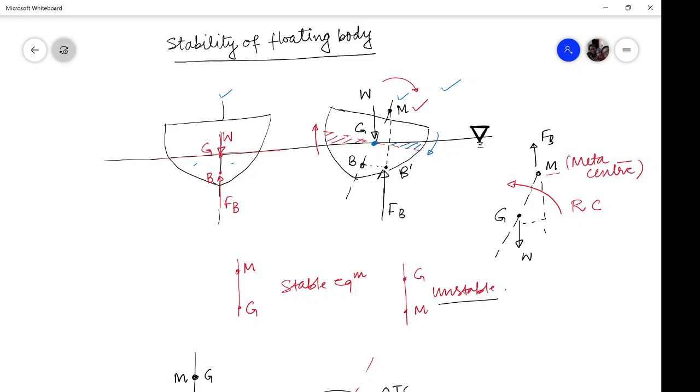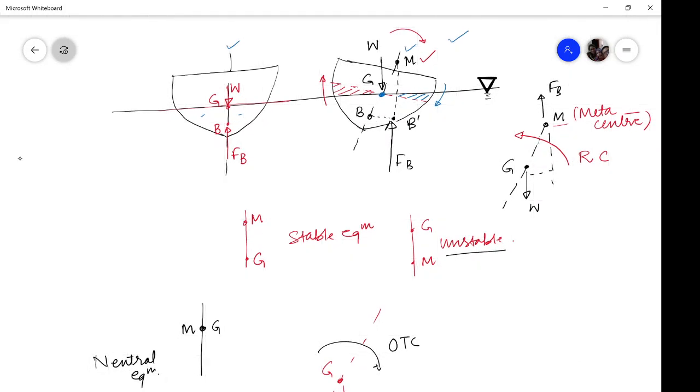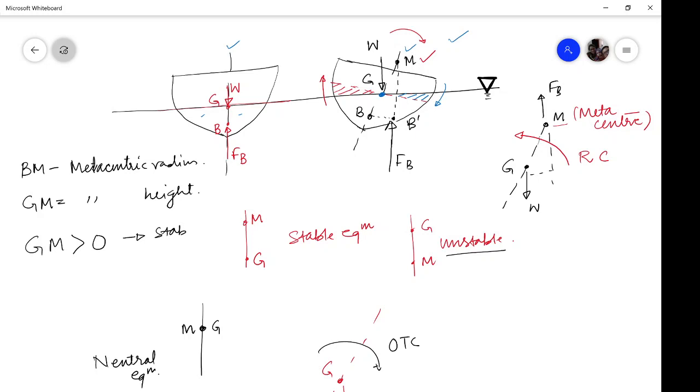Hence, for stability of floating bodies, the important thing is the relative position where this M is lying. The distance between M and B, this BM, is called as metacentric radius, and the distance between G and M is called as metacentric height. Okay, so by saying that M is above G, I mean if this metacentric height is positive, then this is stable. If this metacentric height is negative, then this is unstable, and if this metacentric height comes out to be 0, that means M coincides with G, then this is neutral buoyancy or neutral equilibrium condition.